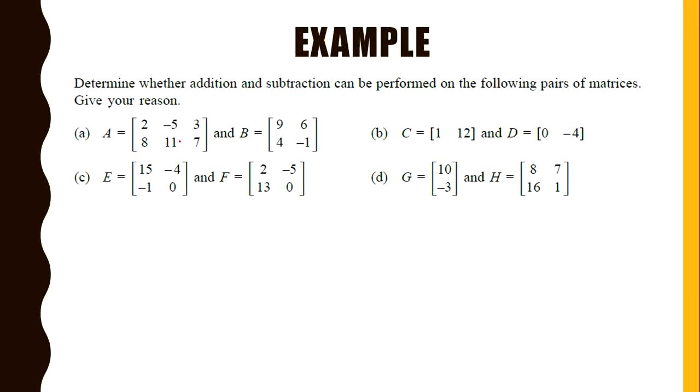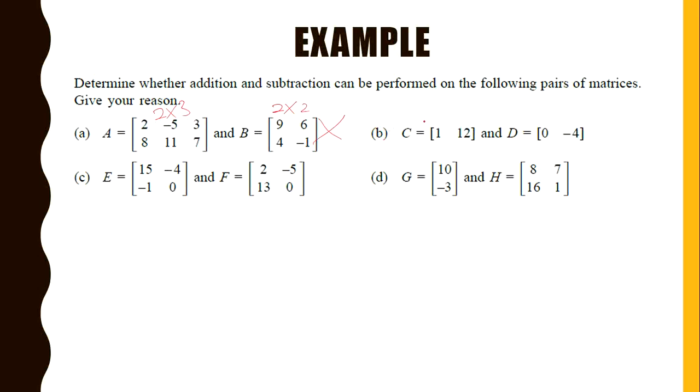Okay. Determine whether addition and subtraction can be performed on the following pairs of matrices. Give your reason. Okay, so look at A. Okay, A, we have matrix A and matrix B. Okay, so the condition to add or subtract matrices is they must have same order. Okay, so kalau kita tengok matrix A ni, order dia is 2 by 3. Matrix B is 2 by 2. Okay, so order dia tak sama, so they cannot be added or subtracted.